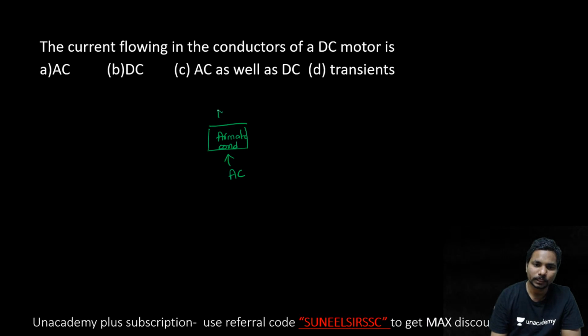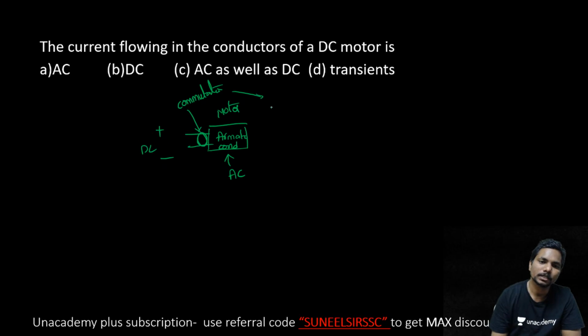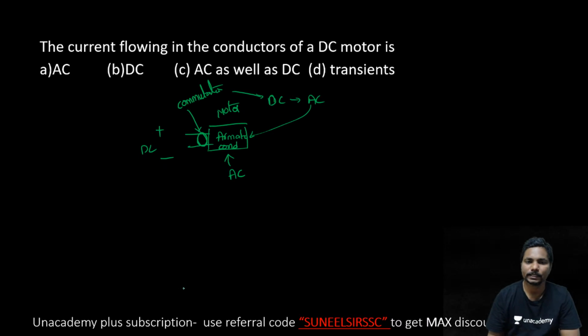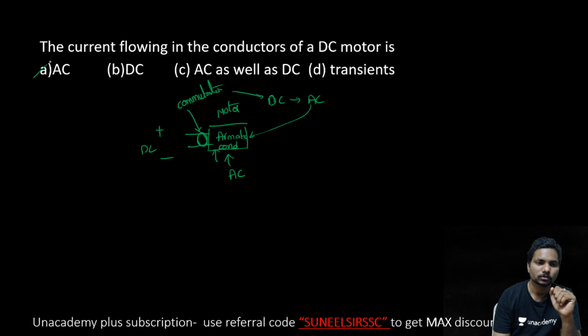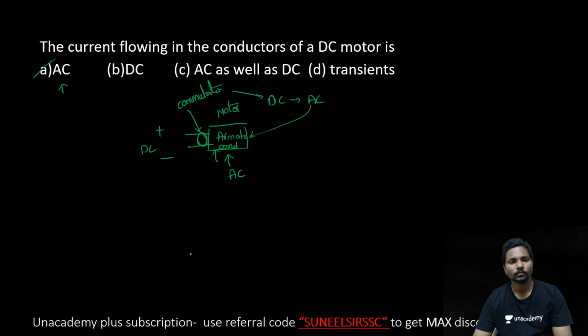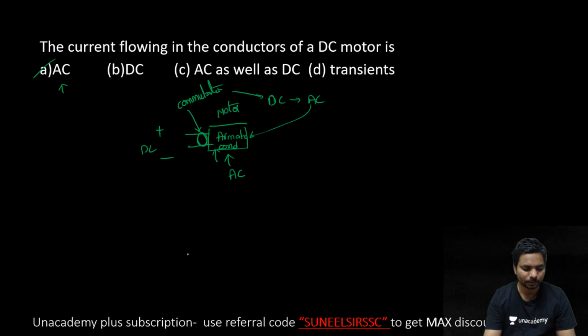In case of a motor, we are giving DC supply. Here we connect a commutator, and this commutator converts DC to AC. That AC is available in the conductors. So either in the case of a generator or a motor, the armature conductors contain AC only. So the answer is option A. The current flowing in the conductors is always AC only. Coming to the next one.